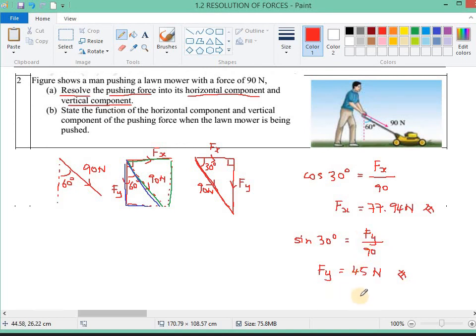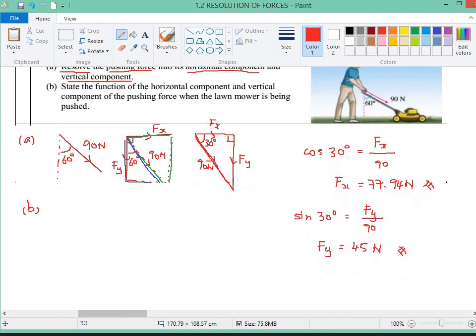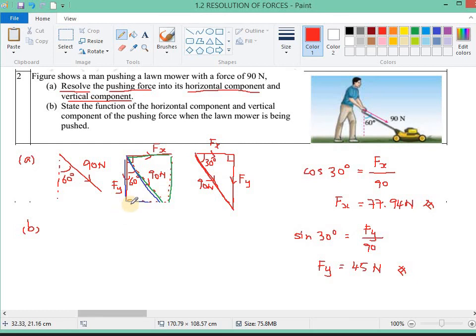Horizontal component, vertical component. Alright, for part B, if you have a question please ask, because asking questions is a very important process of learning. It's the most simple way to learn. You have a problem, you ask, and then I can straight away explain to you and solve your problem.